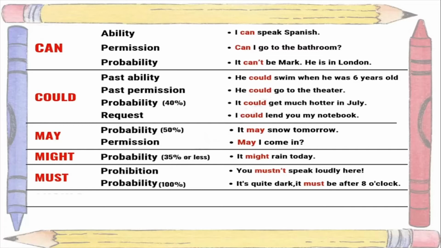Okay, so probability: it is quite dark. It must be after 8 o'clock. So now we know how the place outside looks. If it is very dark, it should be after 8 o'clock. Must.